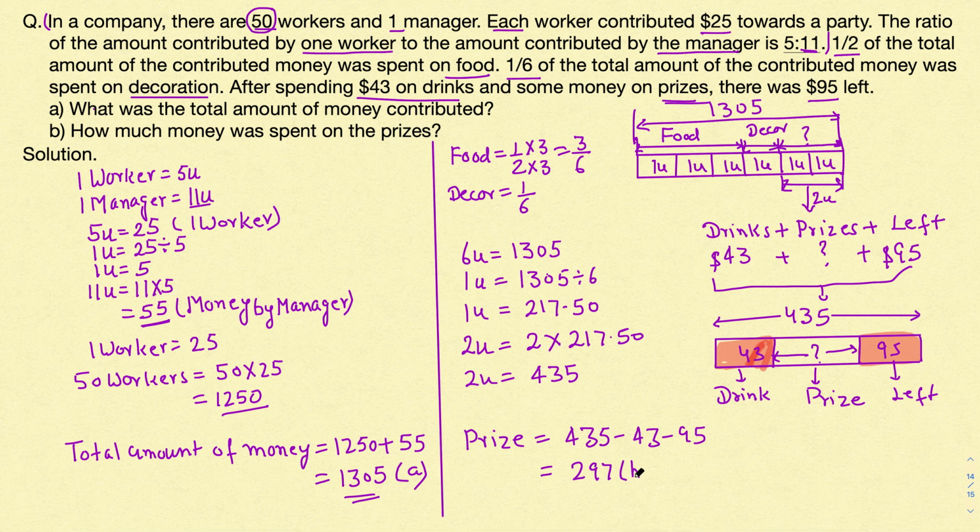So that's our part B, right? Because part B is how much money was spent on the prizes. So the prizes cost $297. So let's write our answer quickly. So part A is in total there was $1,305, and part B, the amount spent on the prizes, is $297. So that's the solution of the problem.